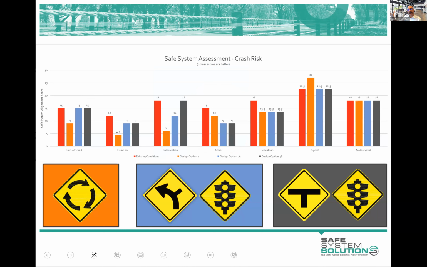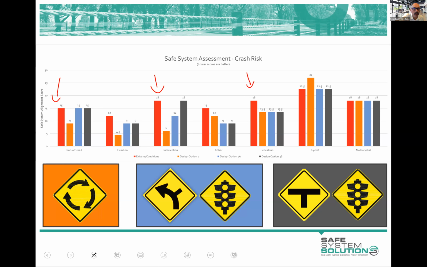So this is part of the report. People will be looking for this sort of diagram. What this is a representation of is alignment with safe system principles for different crash types. So we have the red bars here, and that is the existing conditions of whatever we're looking at. This happens to be an intersection. That's how it is now.